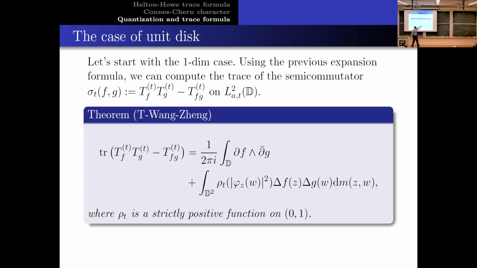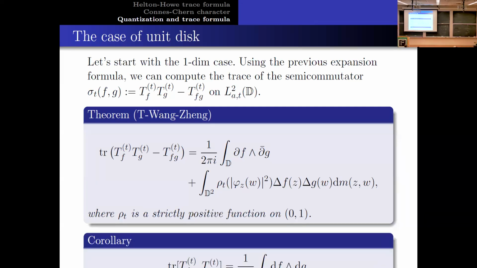You can see these are Laplace operators, but on the product of the disk. And then we have a positive function here, which depends on t. But the nice observation is that this one is symmetric with respect to f and g, because there's an integral over the disk times the disk. So when we take the commutator, it vanishes. That's the formula for the commutator in the one-dimensional case.